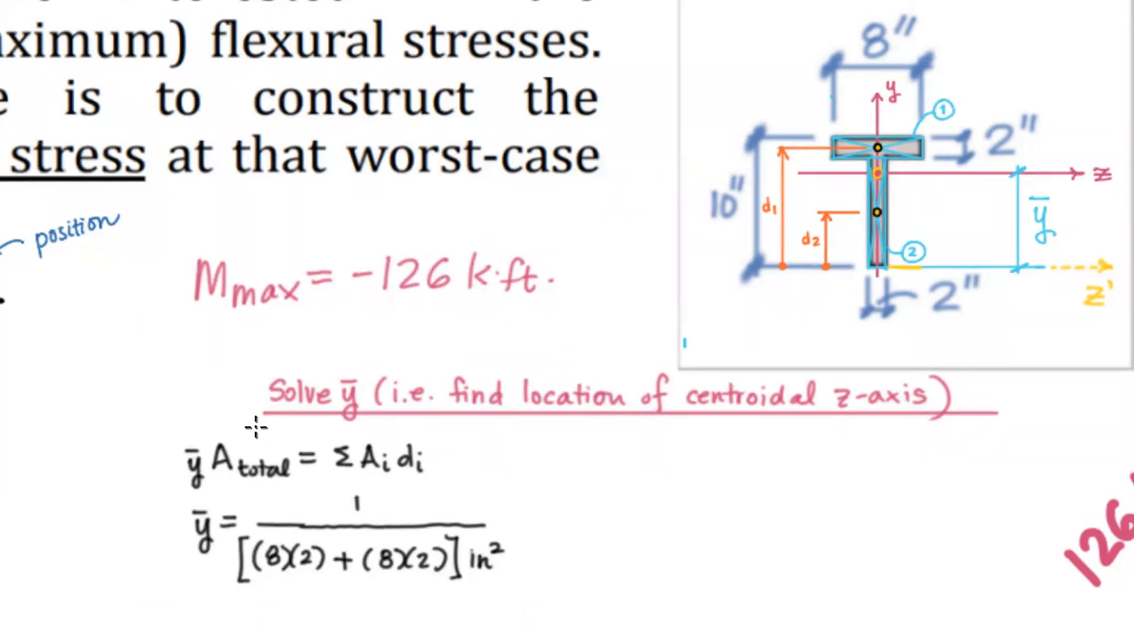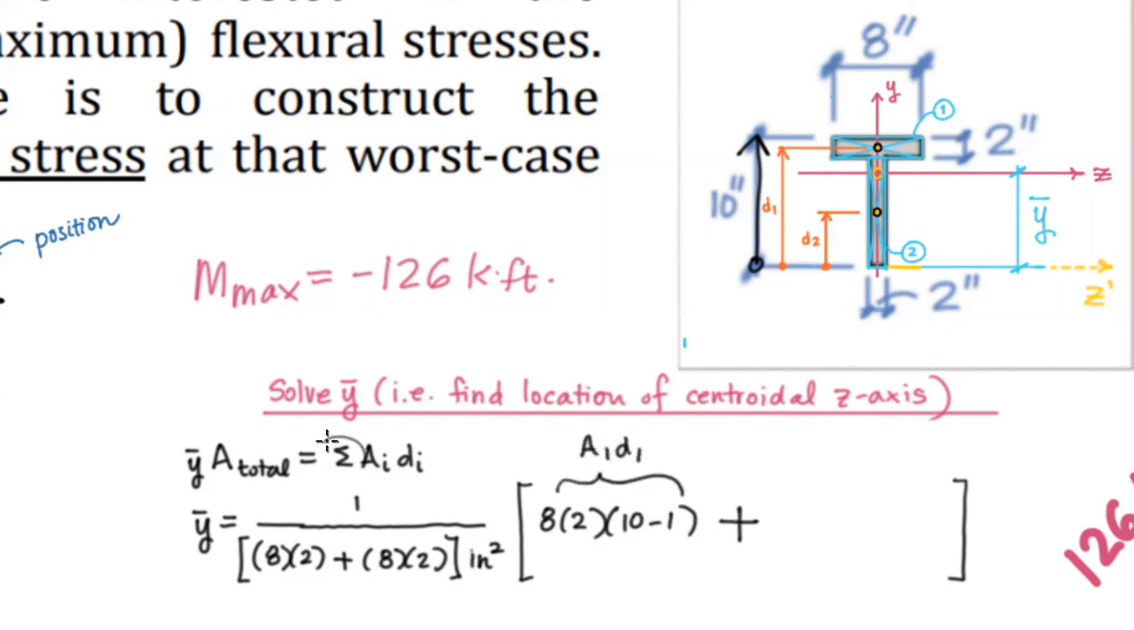All right, so what I have done is just taken this formula, my first moment of area, and put my total area on the right side of the equal sign, so it's down there in the denominator. And then I'm going to have a big term for A1D1 plus A2D2. My area number one, that's an 8 by 2. My distance number one is 10 minus 1. Okay, this is A1D1. We're going to add because it tells us to sum up.